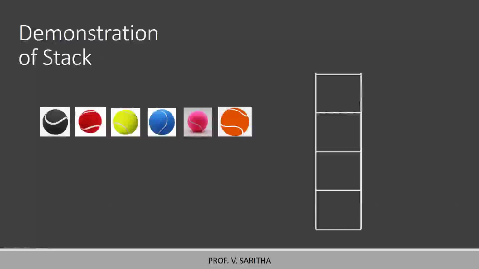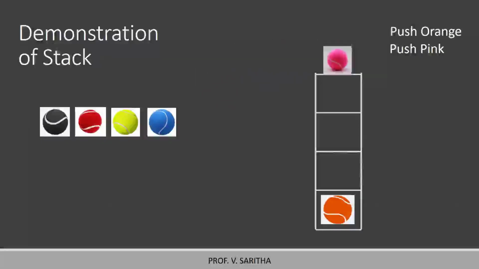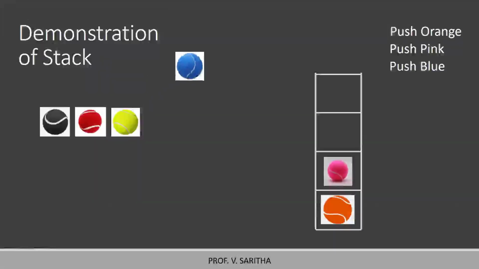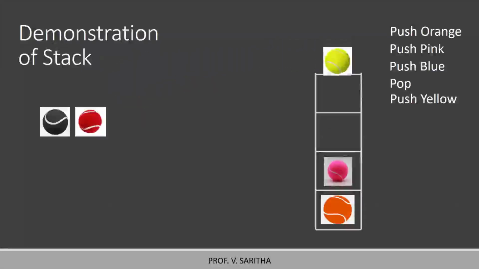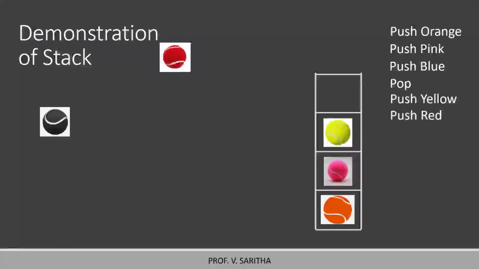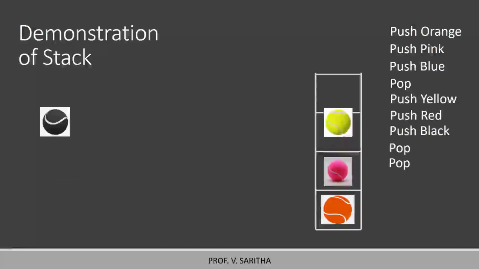So a demonstration of the stack using tennis balls, I'm showing you here. I've taken a static stack of size 4. So push orange. So orange is being pushed into the stack. Then push pink. Pink is being pushed into that stack. And then push blue. Blue is being pushed into the stack. Pop. So the top of the stack will be popped out. You need not specify the element. And here push yellow, push red. And now if you are trying to push black, it will show that the stack is full. So you will not be able to push.